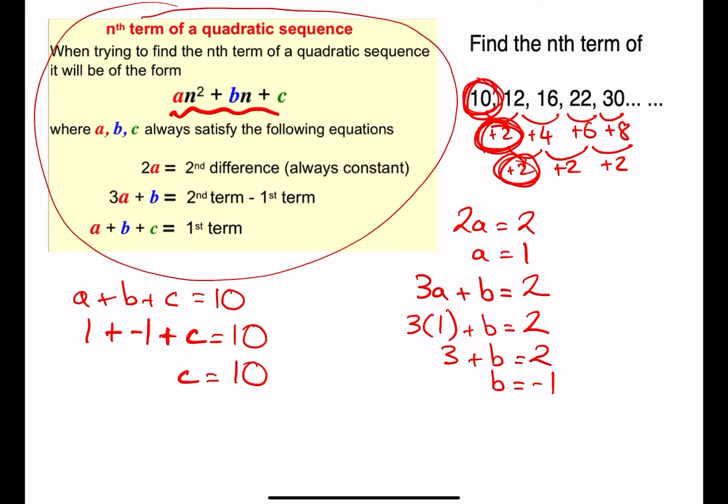Substitute it into your final equation then, an squared plus bn plus c. This quadratic sequence must then be 1n squared, so just n squared, plus bn, so just minus 1n, so minus n, plus 10. That's your quadratic sequence, and that's it for today's Connect Grid.